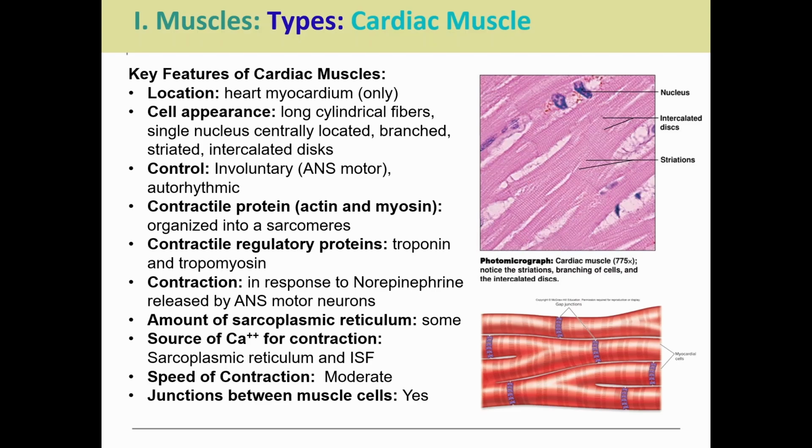We have some sarcoplasmic reticulum, and we use that to store our calcium source. We also have the interstitial fluid for calcium as well. The contraction rate is a little bit slower. It's moderate now. And we do have those junctions. I mentioned them just briefly before talking about the gap junctions. We'll get more into that kind of stuff later. But for right now, just remember they have these gap junctions.